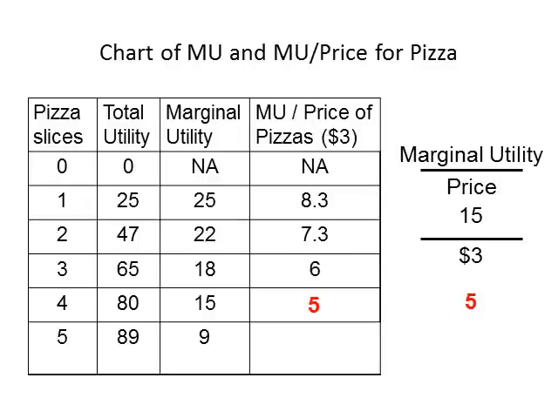The fifth row has a marginal utility in it, so we can calculate the marginal utility divided by the price of the pizza. The formula is the marginal utility divided by the price of pizza. The marginal utility of the fifth row is 15, and the price of the pizza is $3. Dividing 15 by 3 is 5. 5 is placed in the fifth row of the table.